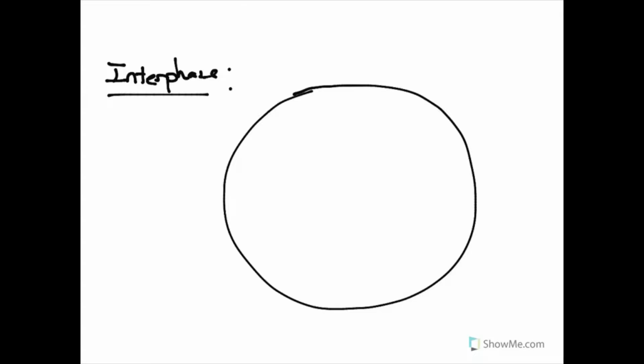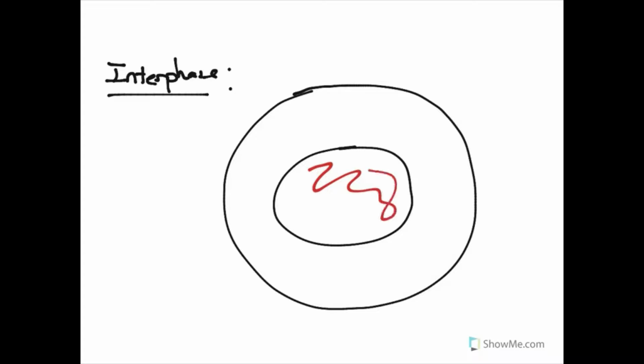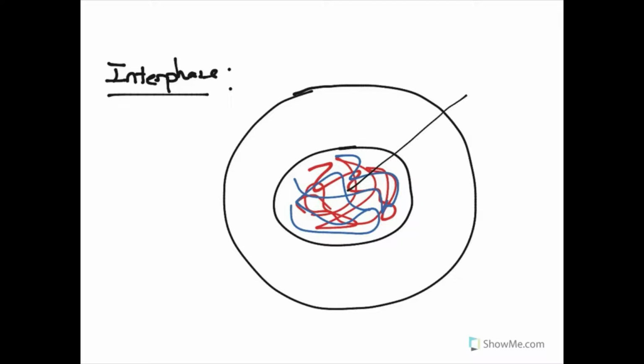What is happening during interphase is the cell is getting ready to divide. So if I were to look at a cell that's getting ready to divide and I were to look at its nucleus, the DNA would not be coiled up into chromosomes. It would be a loose association of DNA, just uncoiled DNA that we refer to as chromatin.